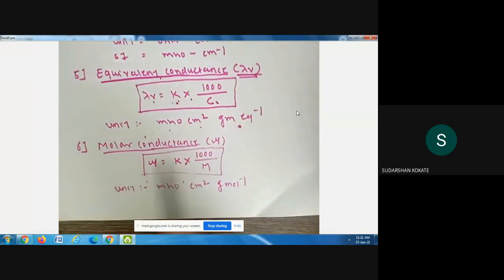I will again repeat. Molar conductance, which is denoted by mu, is the conductance of a solution containing 1 mole of the electrolyte when placed between two large electrodes 1 centimeter apart. So mu equals K into 1000 divided by M, where K is specific conductance and M is concentration in terms of molarity. And this is the unit, mho centimeter square gram mole inverse. Is that clear up to this point? Yes, sir.